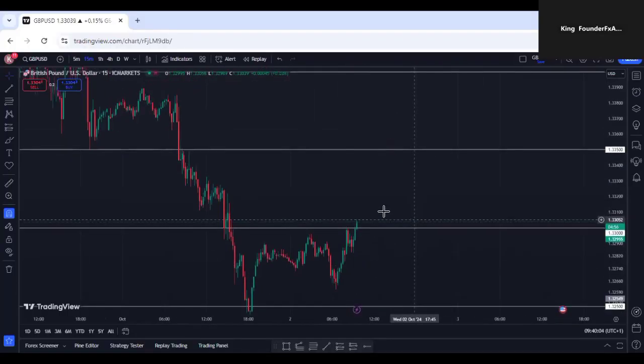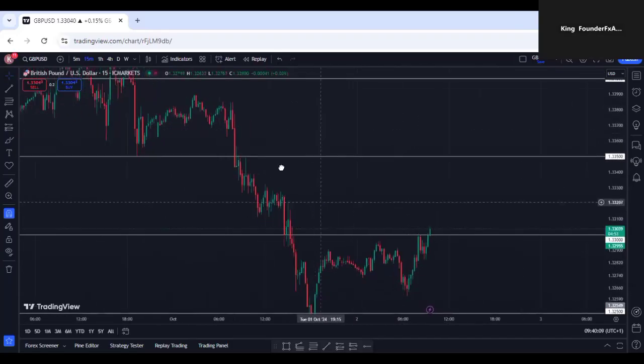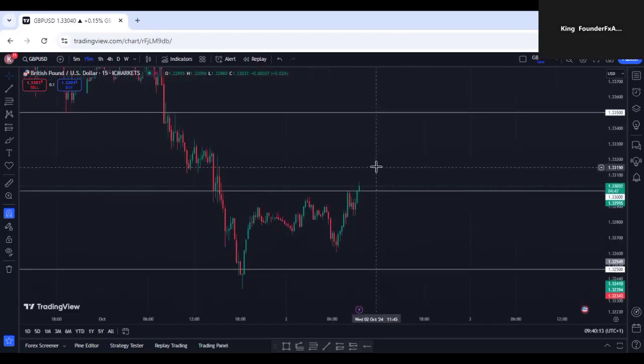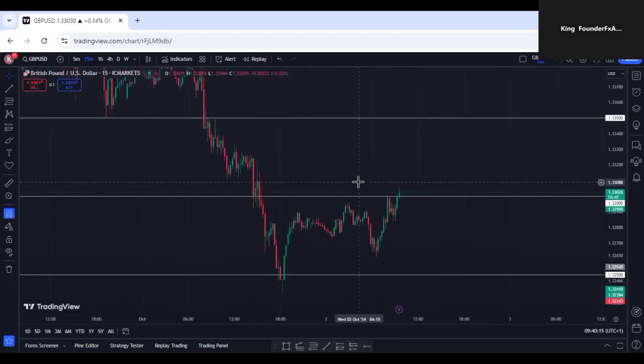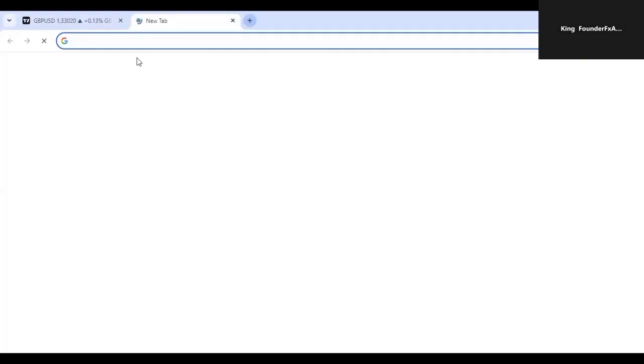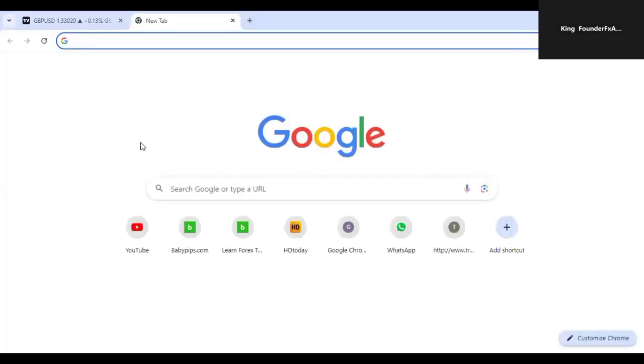So if you can clearly see my chart right now, this is on 15-minute time frame on GBP USD. Before I get started, I always do one thing first. If you say check the calendar news, you're right. I always check Forex calendar news first. I always check the news.